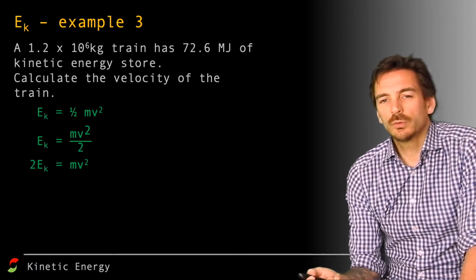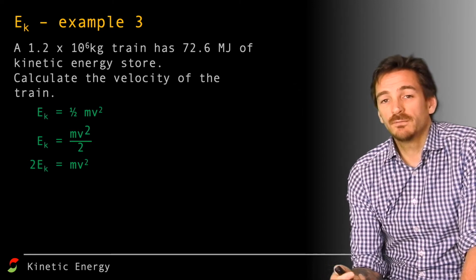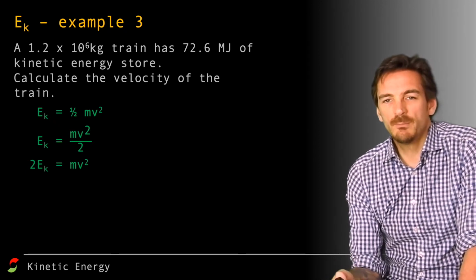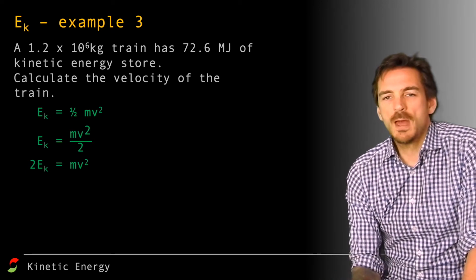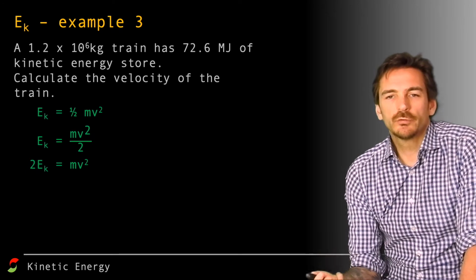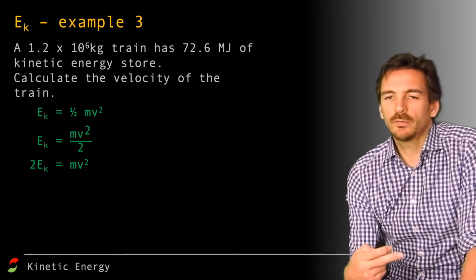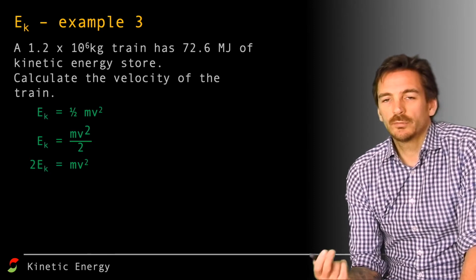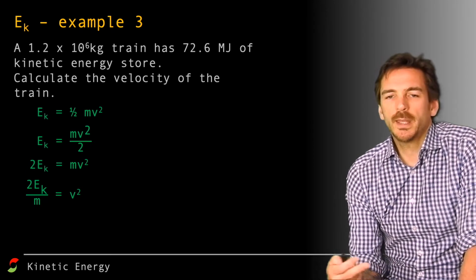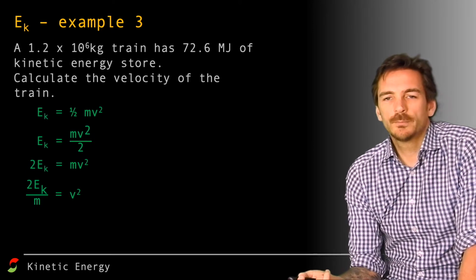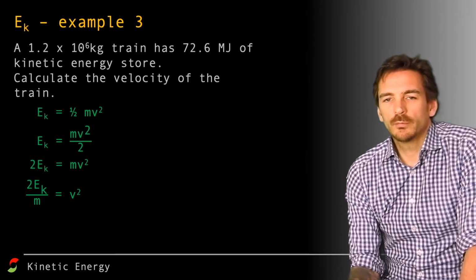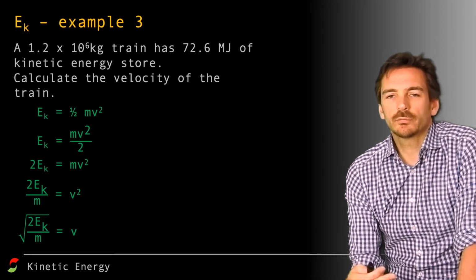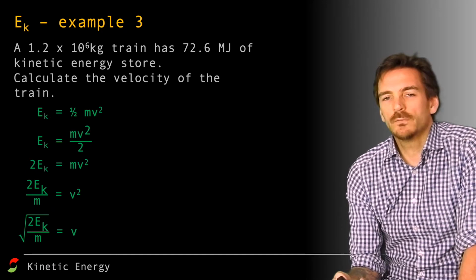And now, in the next step, I'm trying to get v squared on its own. So if we look at mv squared, I'm going to try and get the m over. And it's being multiplied at the moment. So if it goes over to the other side, it becomes a divide. So we would get 2Ek over m equals v squared. And then if I square root both sides, I can get v equals the square root of 2Ek over m.